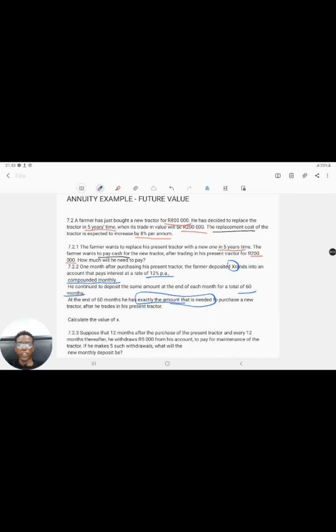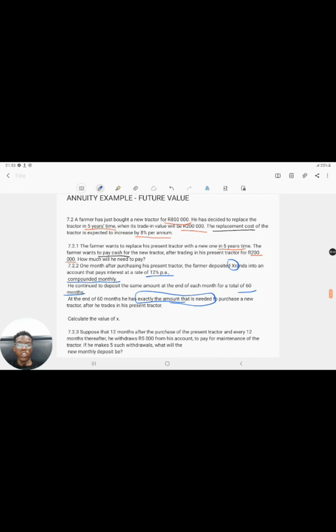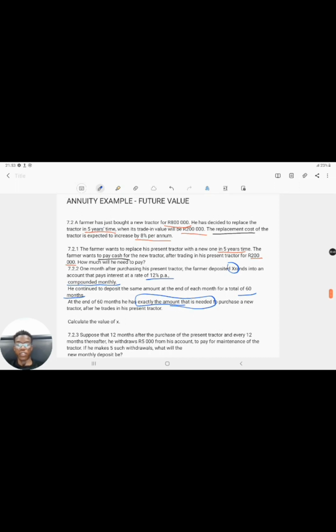Let's break down this question. What are they asking us to do? What information have they given us, and what approach should we use to get to the answer? Well, they're saying 1 month after purchasing his present tractor, the farmer deposited X rands into an account that pays an interest rate of 12% per annum, compounded monthly. He continued to deposit the same amount at the end of each month for a total of 60 months.